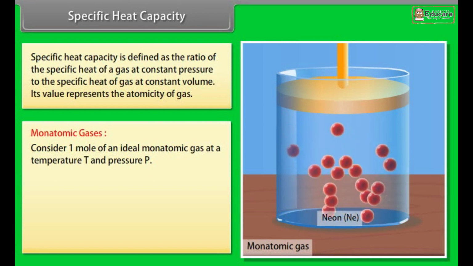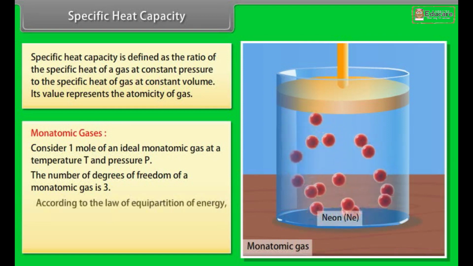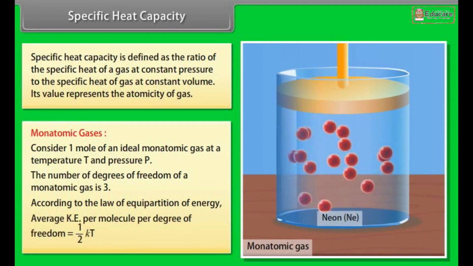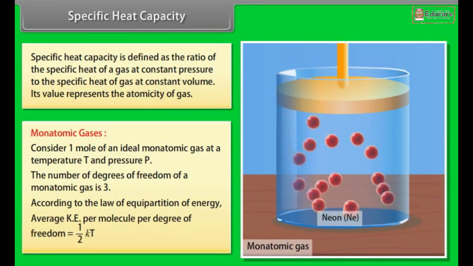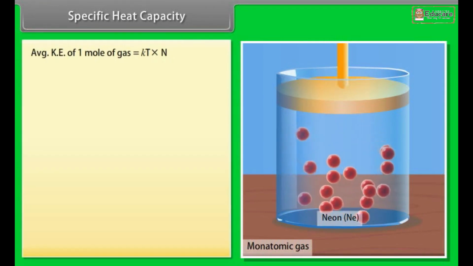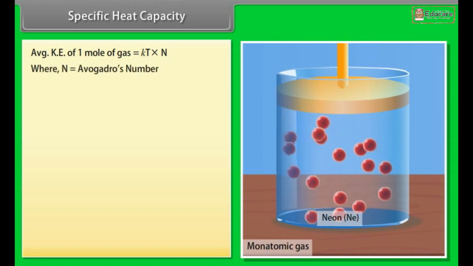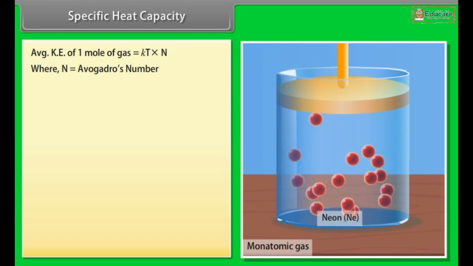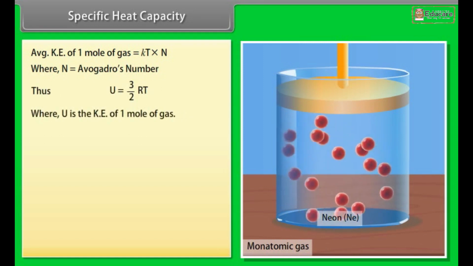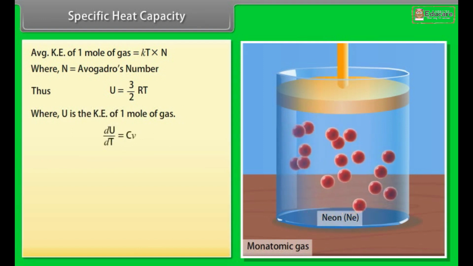The number of degrees of freedom of a monoatomic gas is 3. According to the law of equipartition of energy, average kinetic energy per molecule per degree of freedom is equal to half kT. Average kinetic energy of 1 mole of gas is equal to kT into N, where N is equal to Avogadro's number. Thus, U is equal to 3/2 RT, where U is the kinetic energy of 1 mole of gas. dU/dT is equal to Cv.